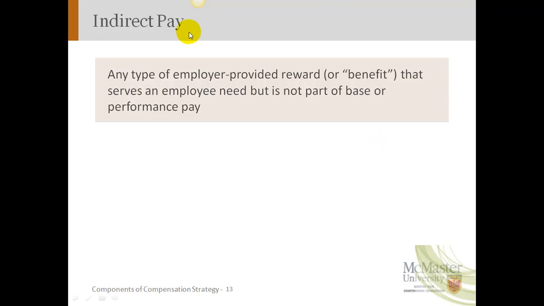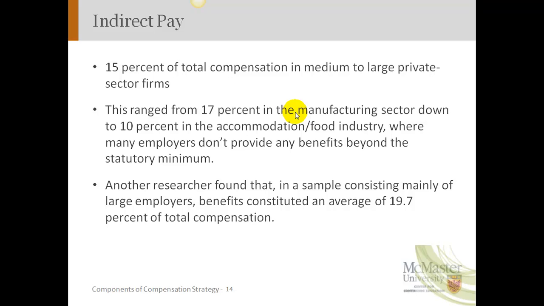Now, the last item I want to look at here is indirect pay. That's the third component of the compensation mix. And as we said, it's not part of your base or performance pay, but it looks largely at benefits and pensions. Now, normally, we said in an earlier slide that 15% of total compensation in medium to large private sector firms is indirect pay, but it could be anywhere from 17 down to 10% depending on the industry. And again, some research has shown us that on average, benefits were almost 20% of total compensation. That's among larger employers.